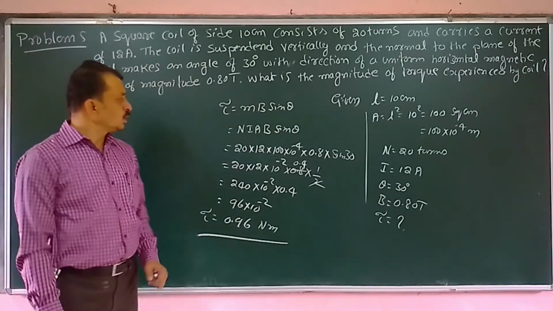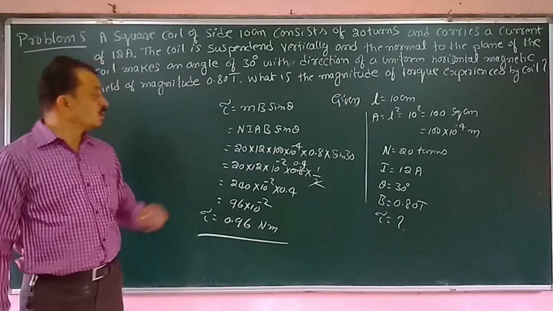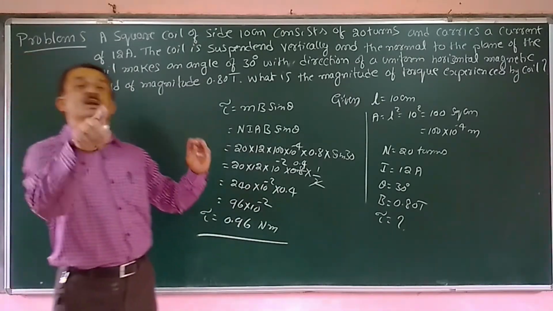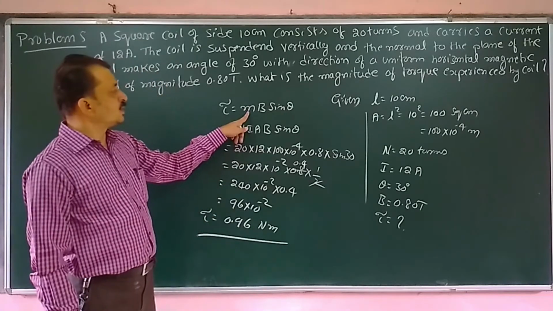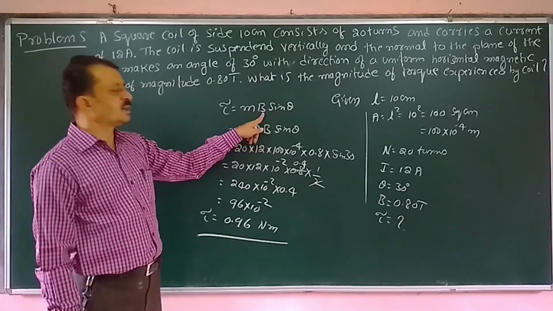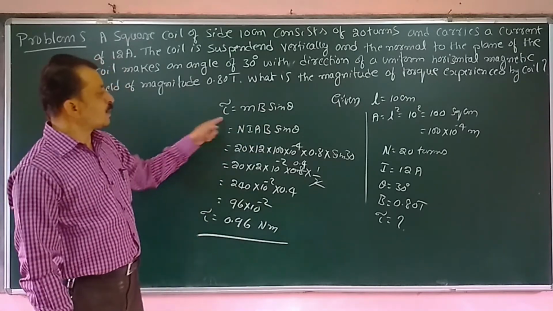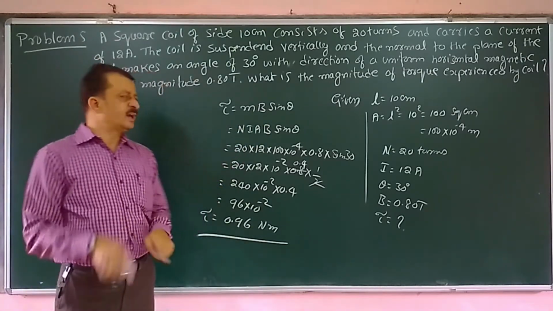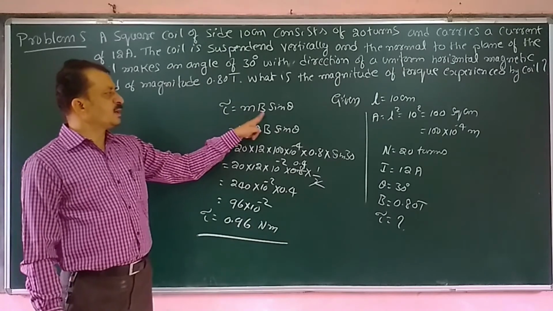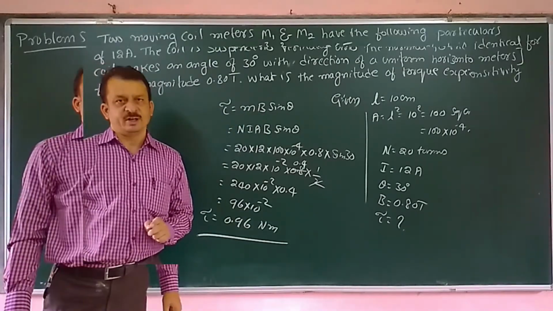Clear? Now what is the direction of this torque? Now the direction of the torque is perpendicular to both the direction of the magnetic moment and the direction of the magnetic field. That is, it is perpendicular to the plane containing the magnetic moment and the magnetic field.